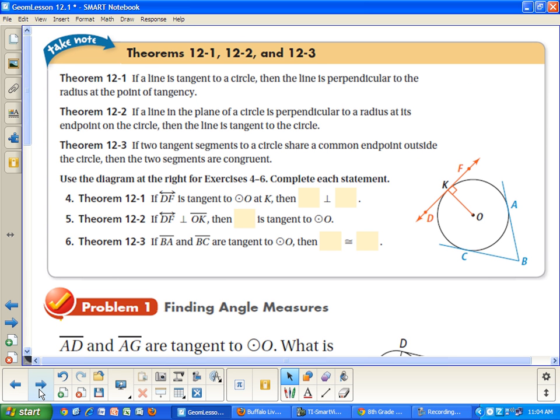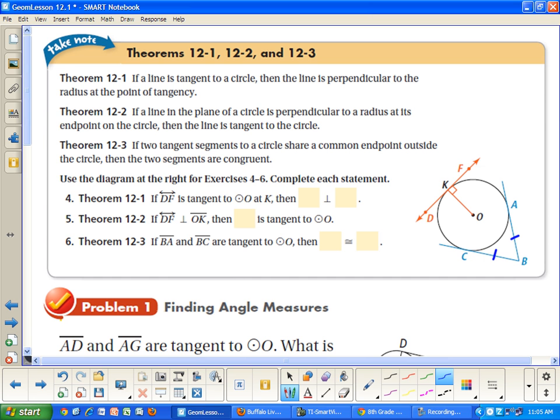Okay, so here are some theorems, and I hope you read the definition of a tangent, very important there. If a line is tangent to a circle, then the line is perpendicular to the radius at the point of tangency. If a line in the plane of a circle is perpendicular to its radius at the endpoint on the circle, then the line is tangent. If two tangent segments to a circle share a common endpoint outside the circle, then the two segments are congruent. So these two are congruent because they're both tangents.